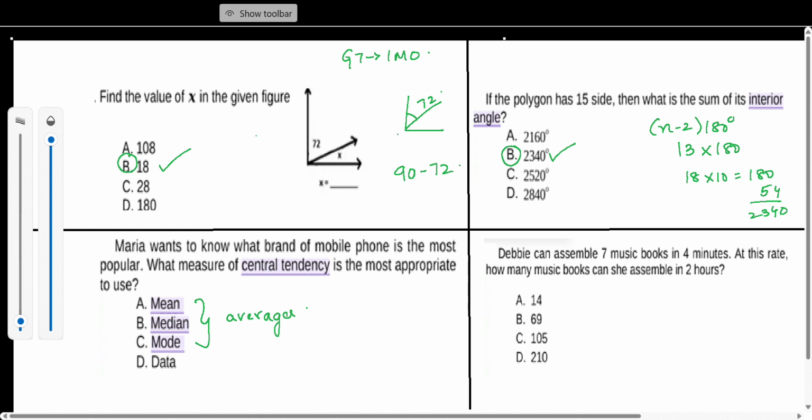Data is a very general statement, so obviously option D is not the answer. Now, mean and median are more into, they analyze the value of the data. First, we'll have to understand what continuous data and what discrete data is in statistics. Continuous data is data that you can measure. Discrete data is data that you can count.